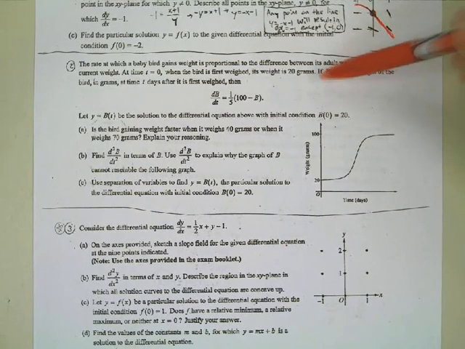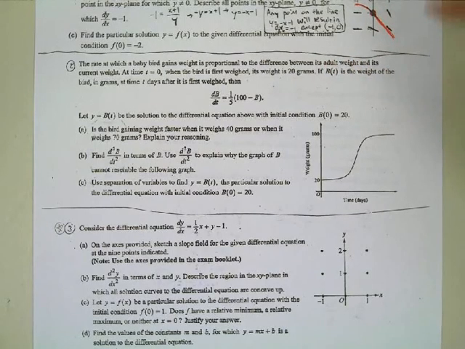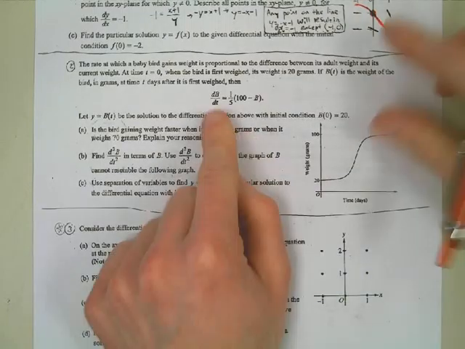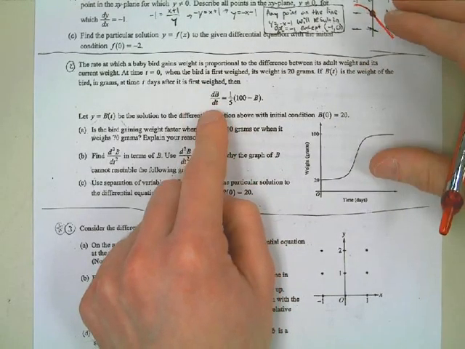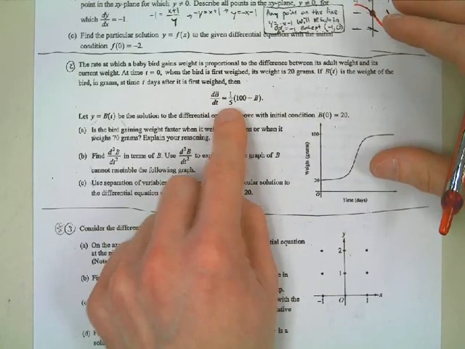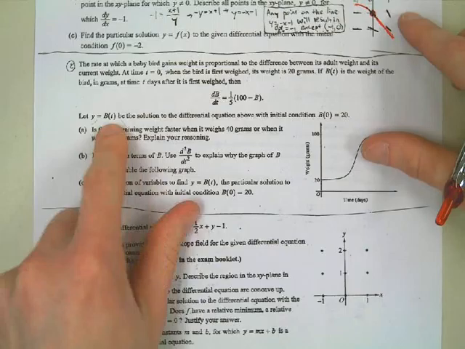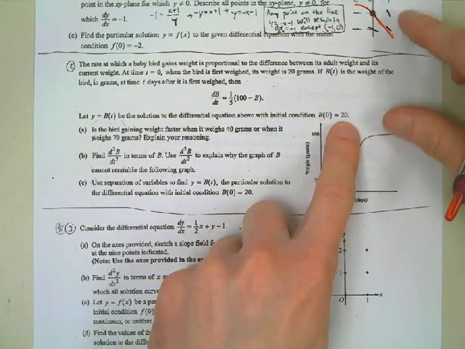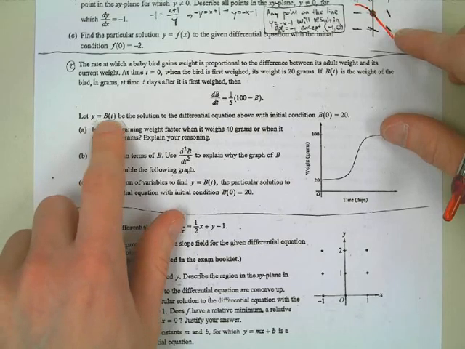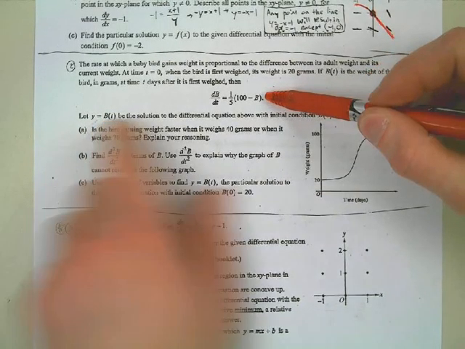If B of t is the weight of the bird in grams at time t days after it's weighed, then dB/dt, the rate of change of the weight of the bird with respect to time, equals 1/5 (100 minus B). Let y equals B of t be the solution to the differential equation above with initial condition B of 0 equals 20. So we're defining this function B of t to be the solution to this differential equation, with initial condition B of 0 equals 20.